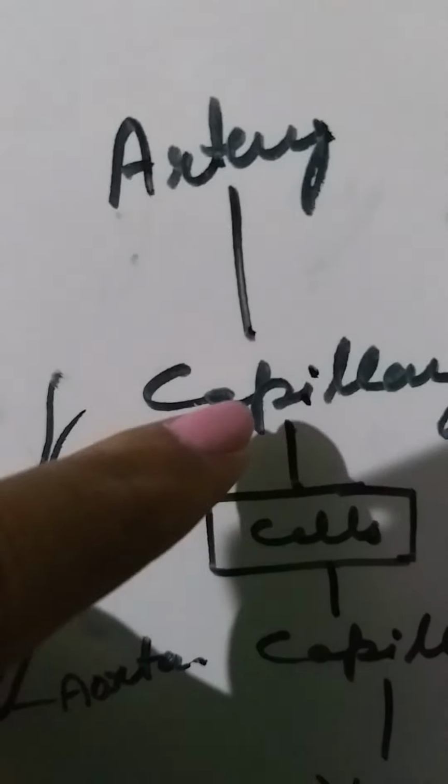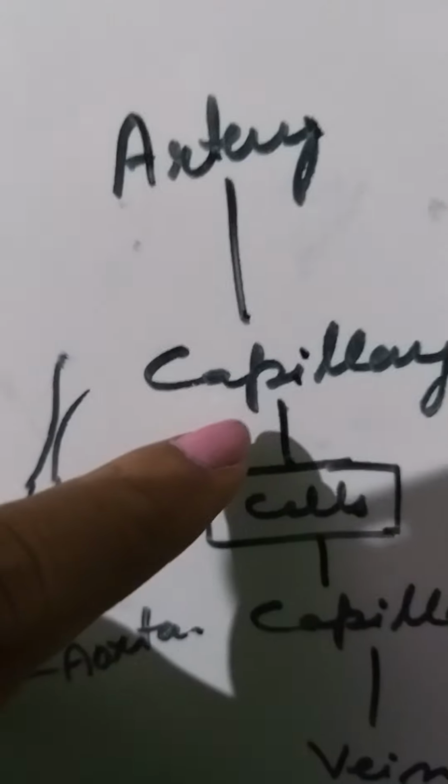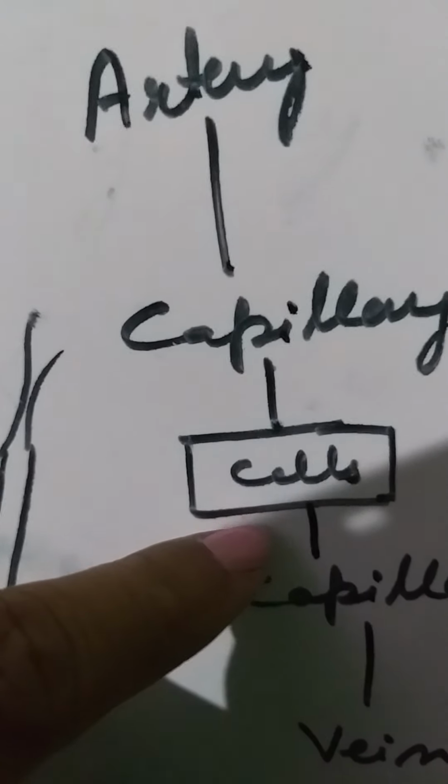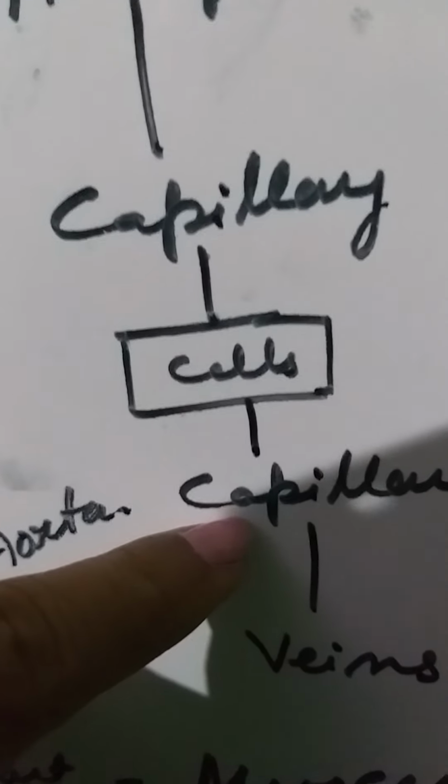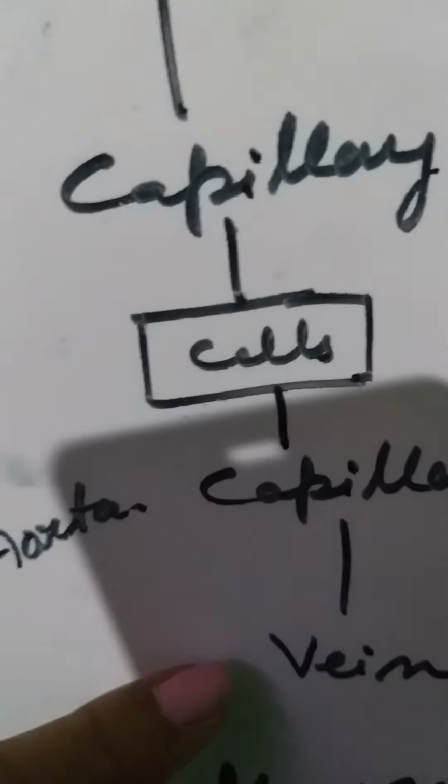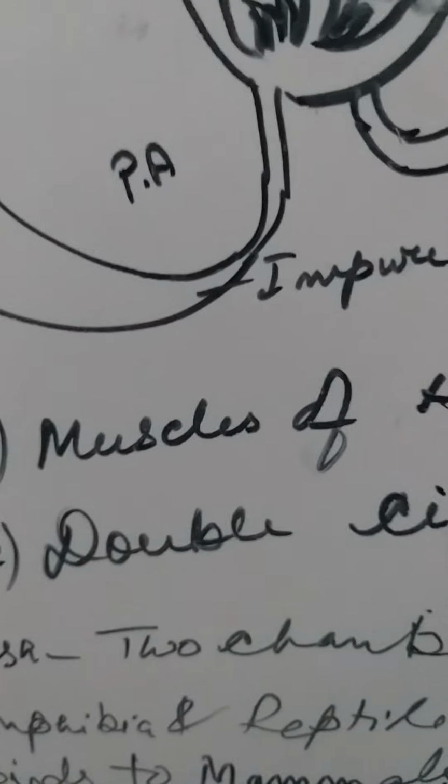Now here you see, the artery divides into arterioles and forms a capillary. From the capillary, fine tube-like structures go and circulate through the cells, and then again capillary and again vein. See, the vein and artery are connected through the capillary only. Clear?